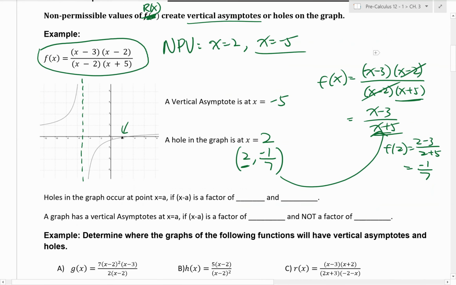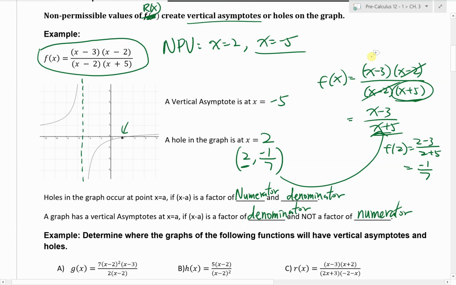Here it says holes in the graph occur at point x equals a if x minus a is a factor of the numerator and denominator. I don't know why I didn't leave that much space. If it's a factor of both the numerator and denominator, then they'll cancel out, therefore it creates the hole. A graph has a vertical asymptote if x minus a is a factor of the denominator. So you can see x plus 5, that's a factor of the denominator, but not a factor of the numerator.